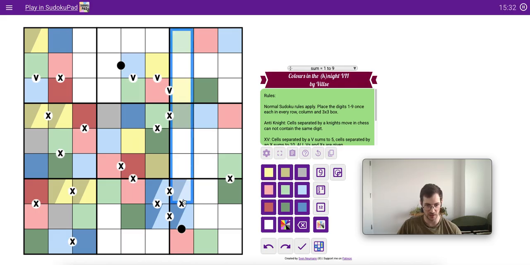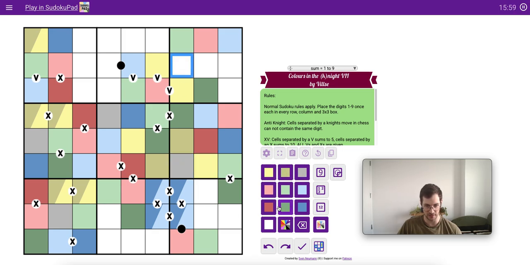Thinking about where dark yellow can go in this column. Can't go there because it's next to a light yellow with no X. Can't go there, so it must be there. Looking in this row, we need dark blue, which cannot go there because it's next to a light blue and therefore must be there. And then our final remaining is dark red. Light yellow in this box, can't go there because it's seen. So this must be our gray.